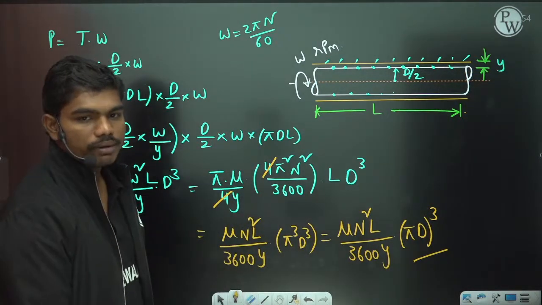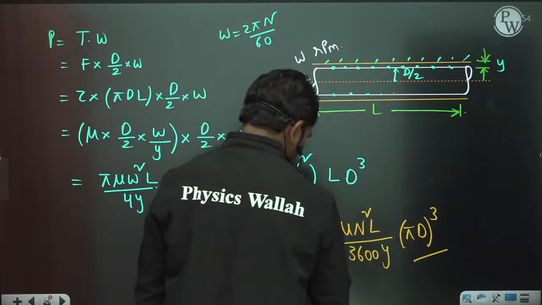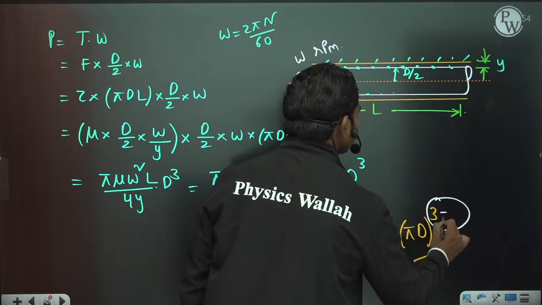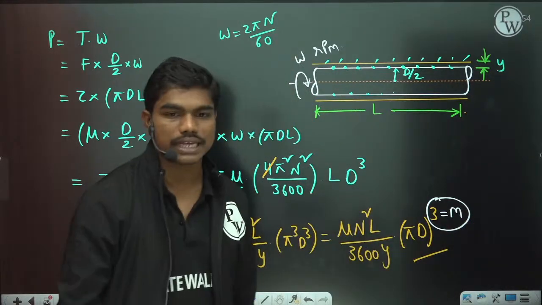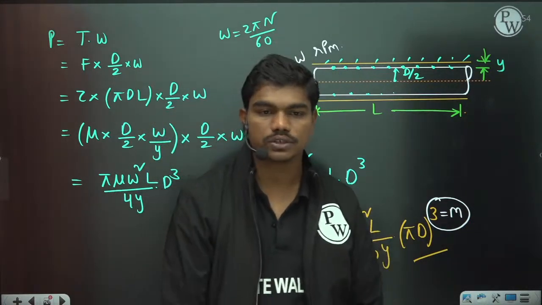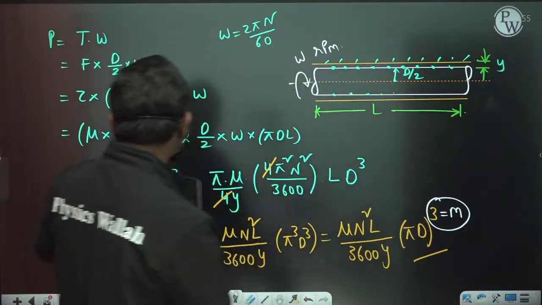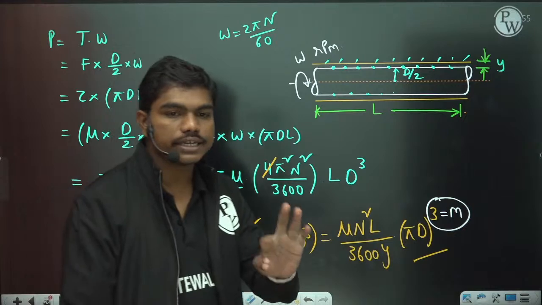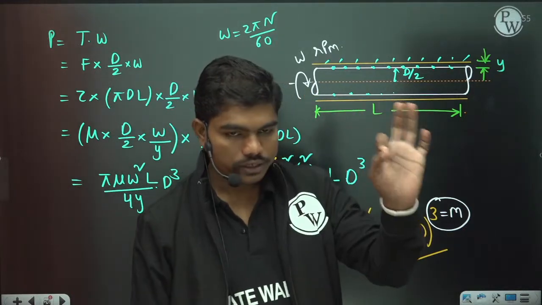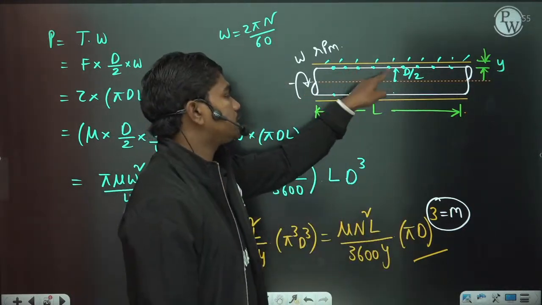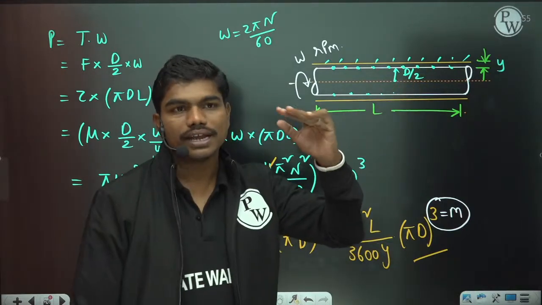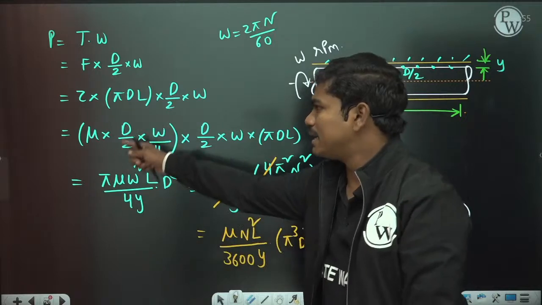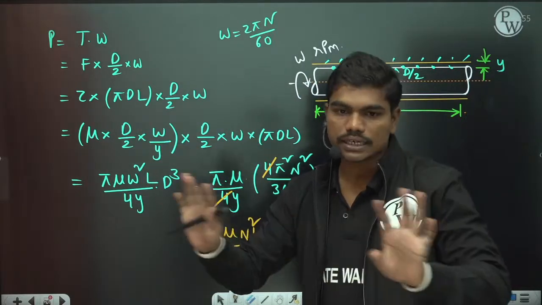Clear? So now tell me, what is the value of this m? This value is nothing but your m value. So m is actually 3 in this case. This is one good question again. Did you all understand why I did not do any integration here? Because the points of solid fluid contact are at equal distance from the axis of rotation. So you take the velocity gradient at any location, and it remains the same. That's why I directly multiplied the shear stress with the total area.